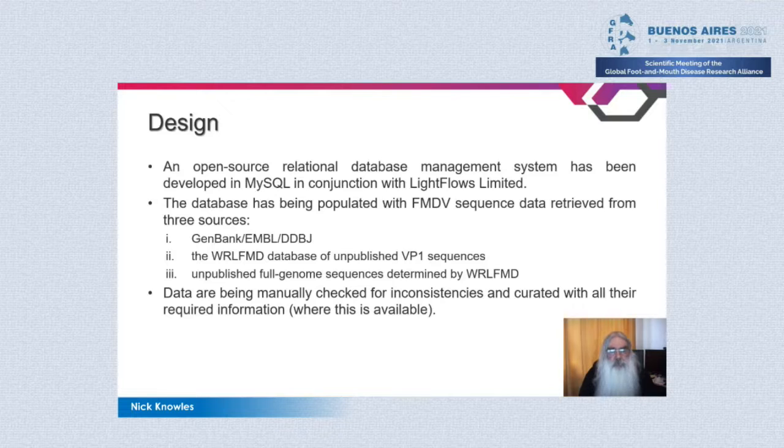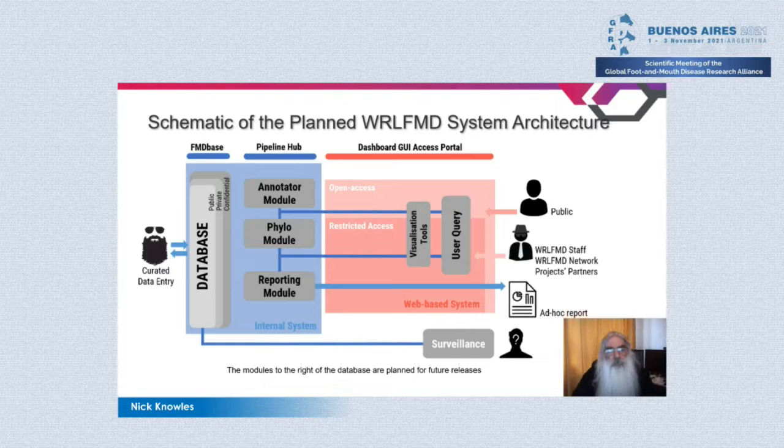The database has been populated with FMD sequence data retrieved from 3 sources: GenBank, EMBL, DDBJ, the WRL database of unpublished VP1 sequences, and unpublished full genome sequences determined by WRL FMD. Data are being manually checked for inconsistencies and curated with all their required information where this is available. The schematic plan of the system is as such, and presumably mainly the database on the left hand side is what we're talking about today. There are further developments in progress to add tools to this database.